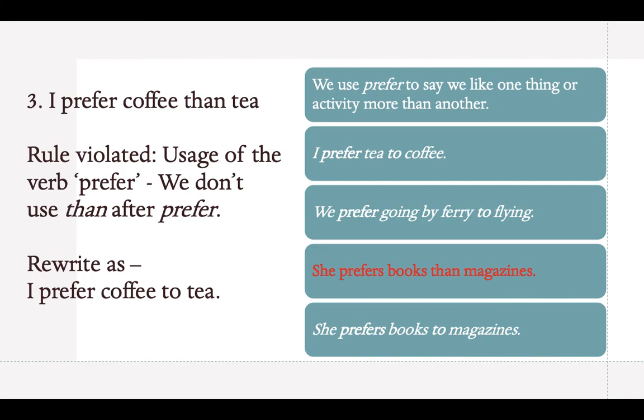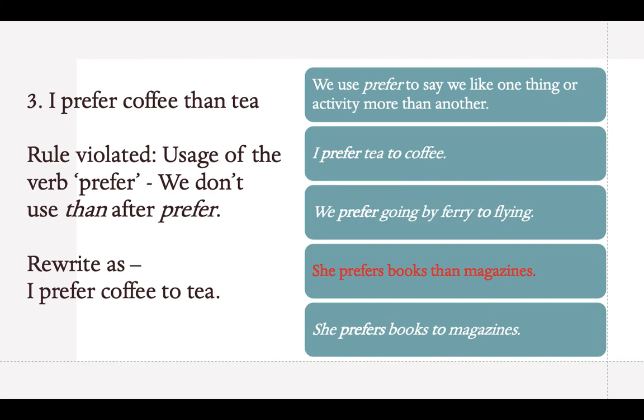Look at some of those situations. So we use prefer to say that we like one thing or something more than another. I prefer coffee to tea. This is the basic thing. I prefer coffee than tea is wrong. I prefer coffee to tea, or I prefer tea to coffee.